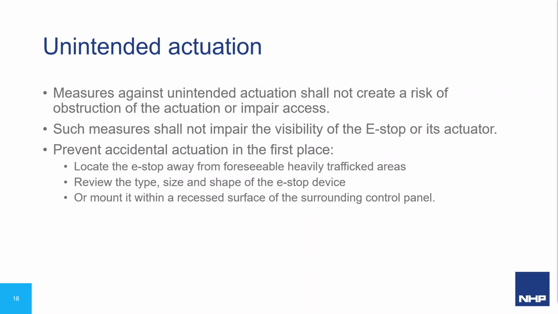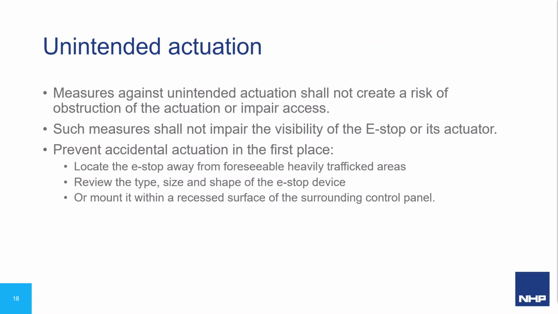What should be done, though, is to put in additional precautions to prevent accidental actuation in the first place. Relocate the e-stop away from foreseeable heavily trafficked areas. Review the type, size, and shape of the e-stop device, or mount it within a recessed surface of the surrounding control panel. The use of a guard or shroud should be the last resort where other measures are not practical.